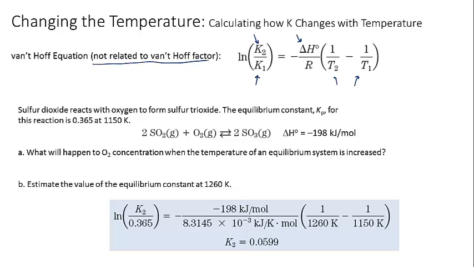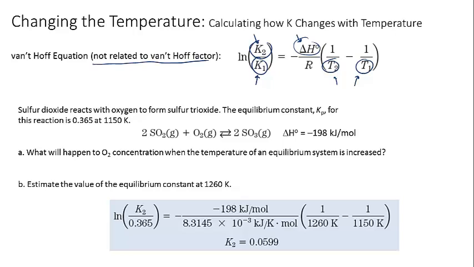The way this works is basically like we've done in other cases. There are 5 variables: K1, K2, T1, T2, and delta H. Essentially you just plug in 4 of those and find the fifth. Normally what you would do is use it to predict the equilibrium constant at a second temperature.